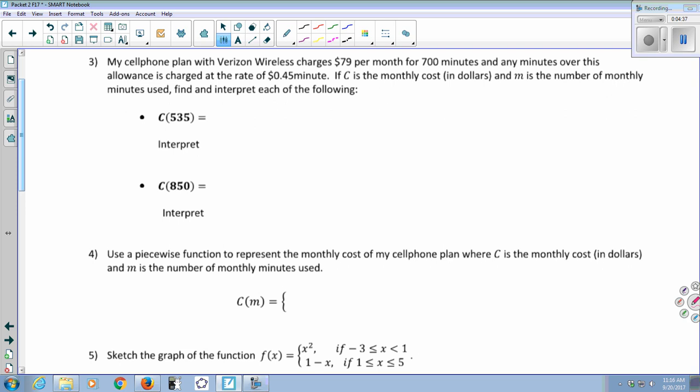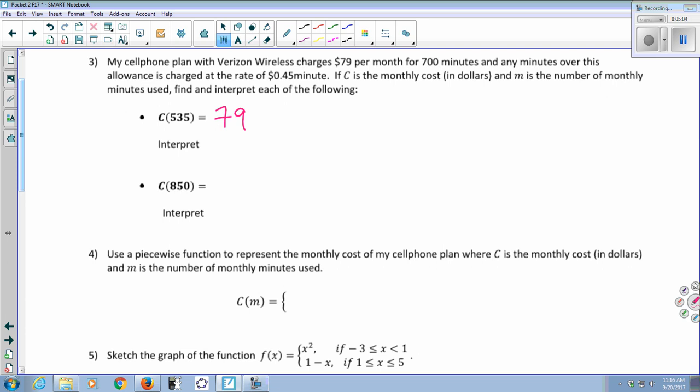All right, so let's just figure out how much it costs if you talk for 535 minutes. Okay, so C is going to represent cost, and m, the number in parentheses, is minutes used. So 535 minutes means $79. We're under the 700 threshold, so $79. I'm not going to write down the interpretation. I just said it out loud.